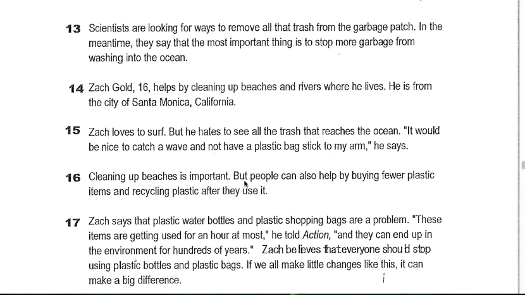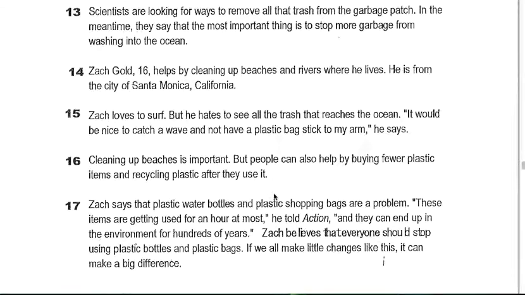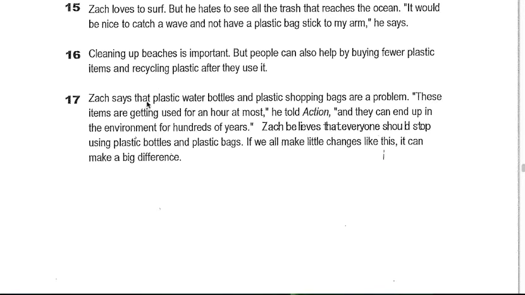Cleaning up beaches is important, but people can also help by buying fewer plastic items and recycling plastic after they use it. Zach says that plastic water bottles and plastic shopping bags are a problem. "These items are getting used for an hour at most," he told Action, "and they can end up in the environment for hundreds of years."